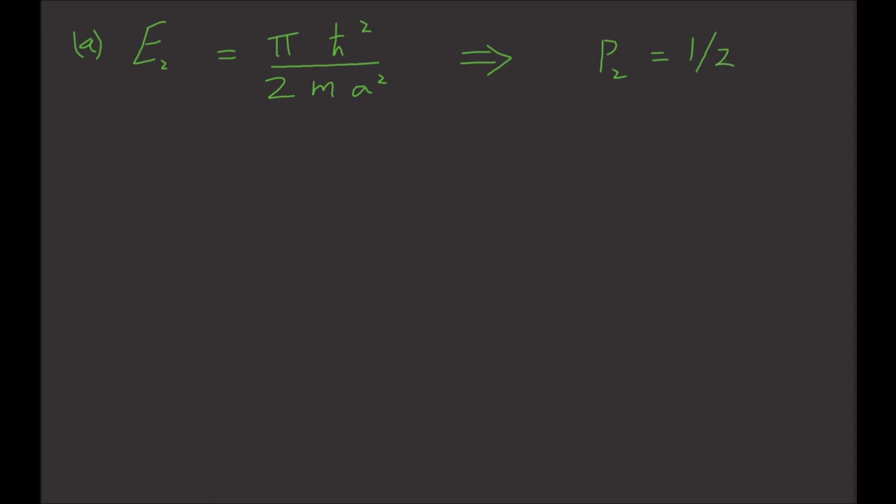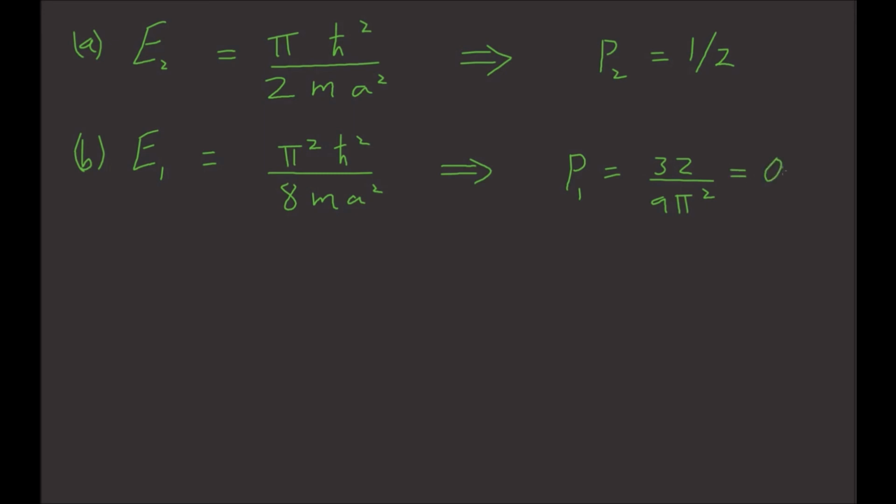The next most probable, this is part B, is e sub 1, which is equal to pi squared h bar squared divided by 8m a squared, with the probability p sub 1 of 32 divided by 9 pi squared, which is equal to 0.36025.